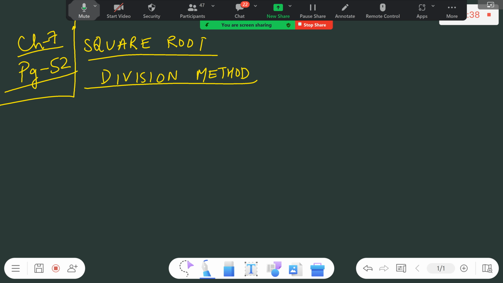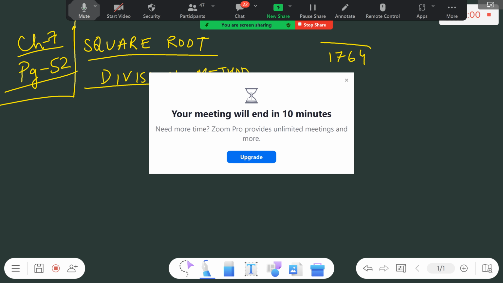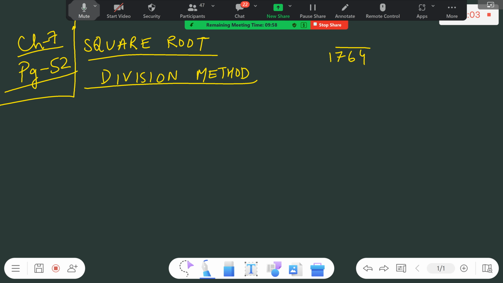How to find the square root by division method? Let us see. Let us take the same number, 1764. In the division method, I will write like this. Now, in the division method, we have to basically divide it. The square root of 1764 by division method. Very carefully understand what I will teach now.